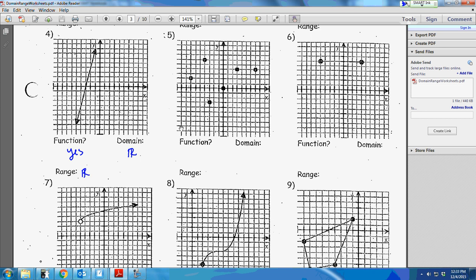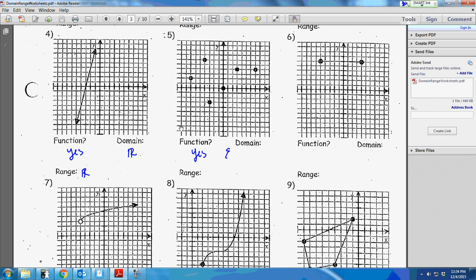Then on number 5, please notice that none of these are connected. You just have a bunch of points. That's important. Is it a function? Yes. Does the vertical line test pass or fail? So then it is a function. For the domain, how are you going to get the domain? You'd have to give the x value for each individual point, because it's all the possible x values.